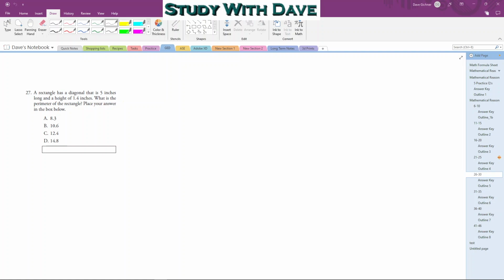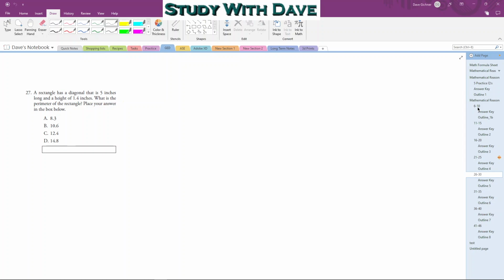This problem is very similar to the last problem that we did with the flat screen. We're given the hypotenuse and asked to find the area, whereas this one we need to find the perimeter. So a rectangle has a diagonal that is 5 inches long and a height of 1.4 inches. What is the perimeter of the rectangle?